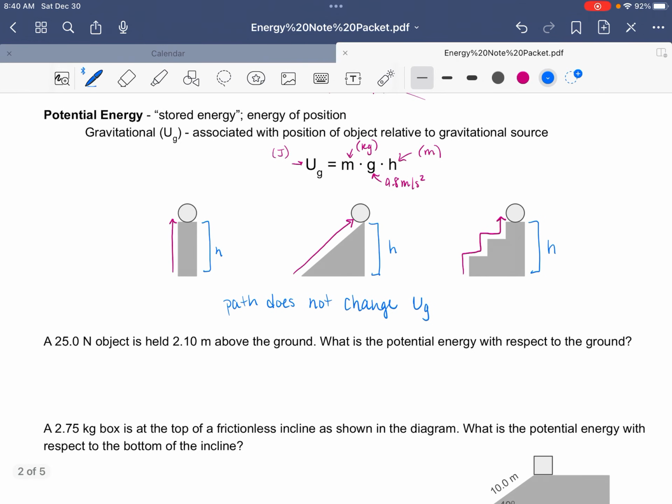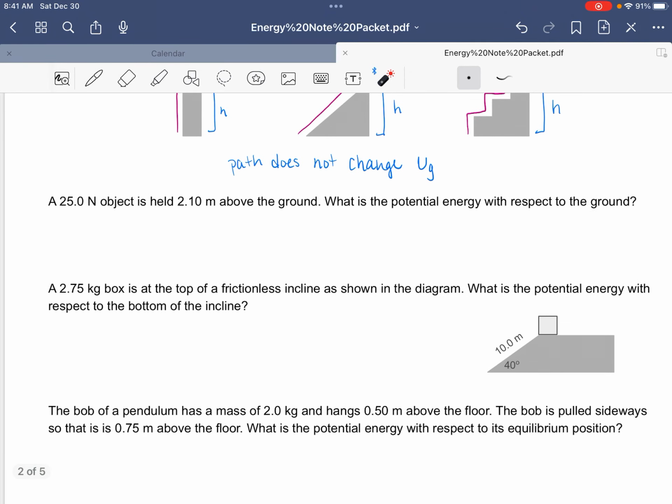Just because, for example, this third one has a longer path to get to this certain height, the gravitational potential energy only considers the height above the ground. So that shortest distance, the displacement basically from ground to its current height. All right, so let's do our first practice problem.